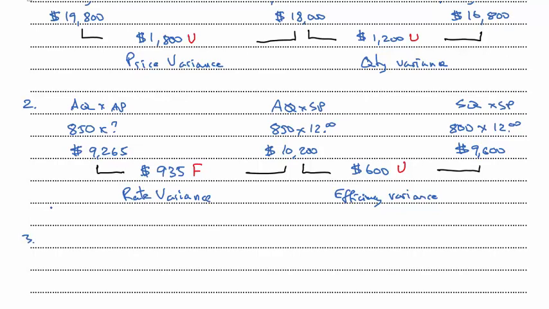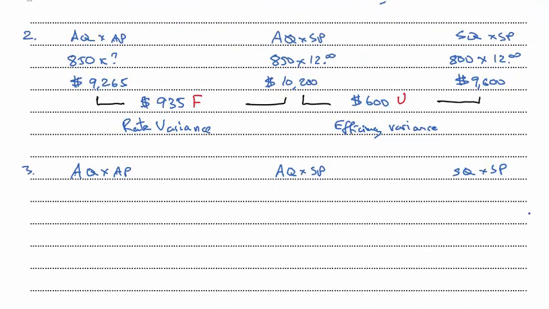And now variable overhead, we're looking for the spending and efficiency variances for the month. So again, AQ times AP, AQ times SP, SQ times SP. And what do we know for overhead? Variable overhead cost was $16.50. No, 1,650. That's more like it.